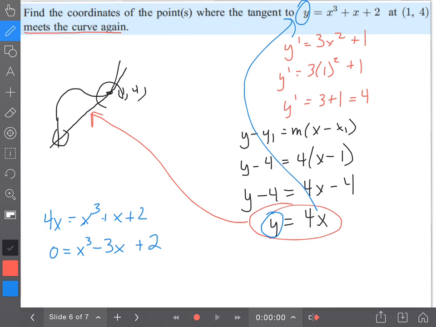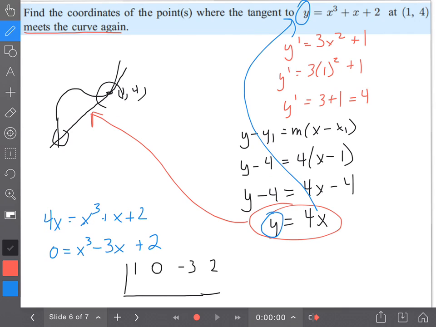I'm going to do synthetic division, which is very similar to the synthetic substitution that I did before. Okay, remember I did this in that second video, and I put the coefficients. So the coefficient of x cubed is 1. Now, next should be x squared. Since it's not there, I'm going to put a 0 for it. And then the x is negative 3, and then the constant is just 2.